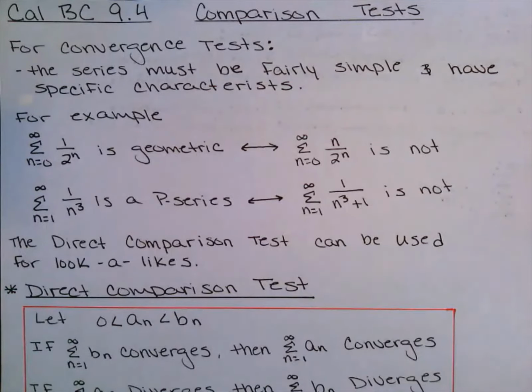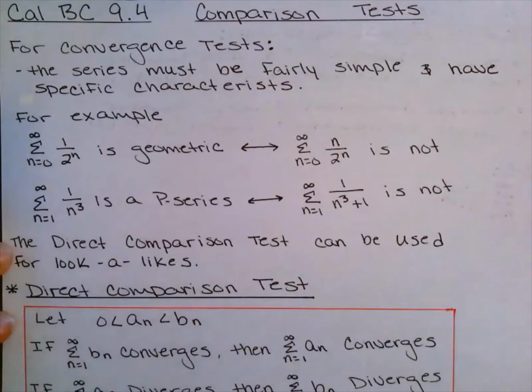Hey guys, this lesson is 9.4 for Calculus BC, and we're going to be talking about the comparison test. For the convergence tests that we've learned already, they have specific details, like the integral test has to be a function that has an easy antiderivative, or the p-series or geometric. They have a specific setup, right?